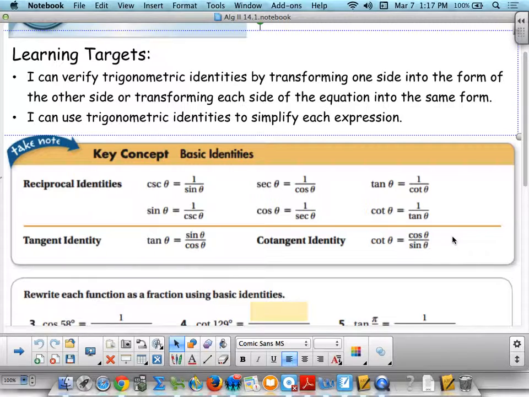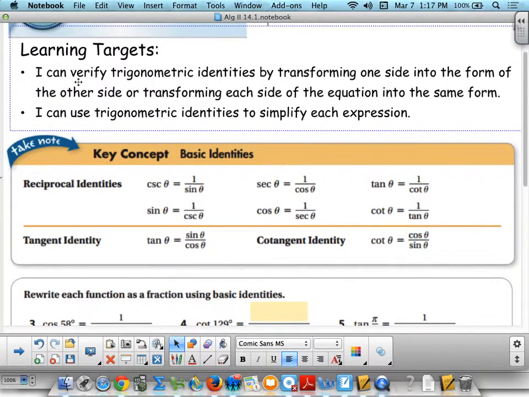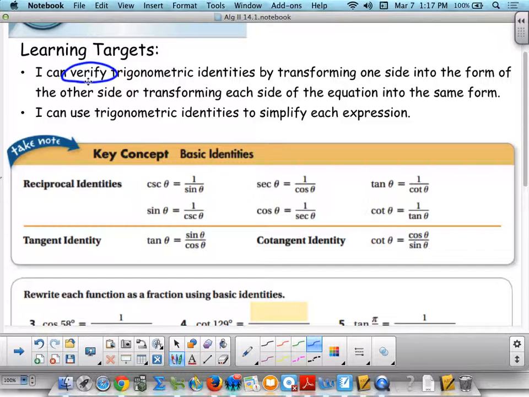You guys, you are going to do this today. You will verify, which basically means you're going to prove trig identities by transforming one side into the form of the other side of the equation. So you're going to show me the left side truly does equal the right side of an equation. And then it says I can use trig identities to simplify an expression, which is exactly the same thing, except the equal sign is gone. Okay? Now how much of that made sense? None of it. Come back later and read it, and you'll probably go, oh, now I know what he's talking about.